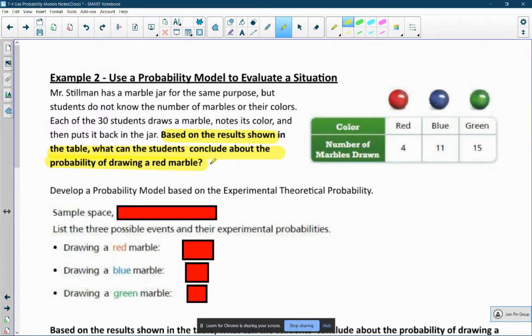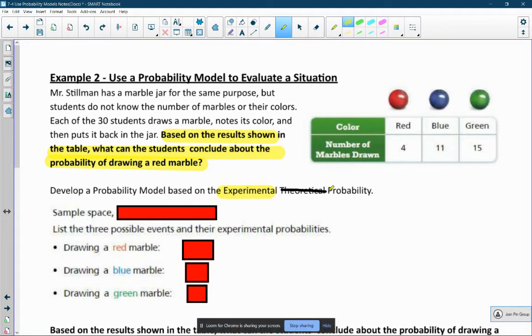So in this jar, we can't see the marbles. But what they're going to do is they're going to pick them, put what they pick in this table, and then put them back. So before we were thinking about the theoretical probability, this one would be based on experimental probability because we can't see what's in the jar. It's based on trials and experiments. So we have red was drawn 4 times, blue was drawn 11 times, green was drawn 15 times. So we want to develop a probability based on experimental, and it looks like Mr. H made a little error here.